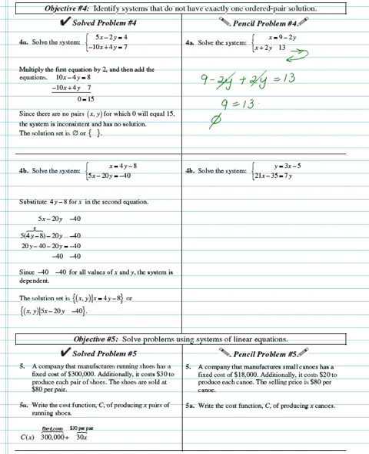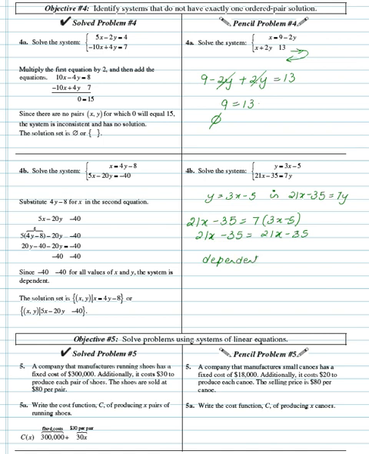Solve the system of equations. They didn't specify any method, so I'm going to substitute y is equal to 3x minus 5 in 21x minus 35 is equal to 7y. So when I go ahead and plug that in, 21x minus 35 is equal to 7 times 3x minus 5. So 21x minus 35 is equal to 21x minus 35. And that is a true statement. So this system is a dependent system.